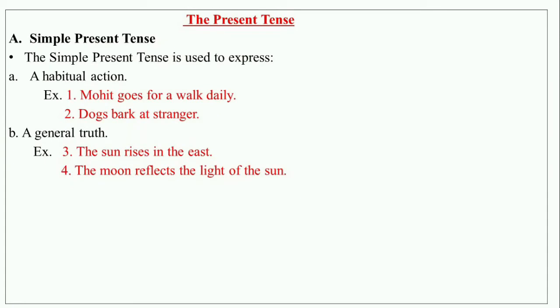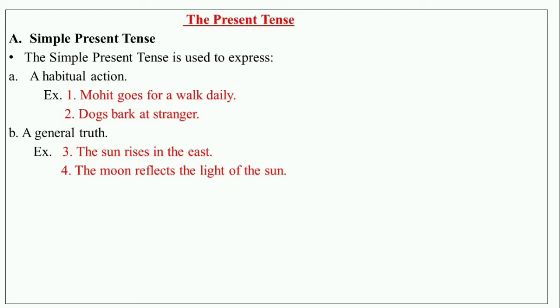Simple present tense is used to express habitual action and general truth, as you are seeing in the example. Mohit goes for a walk daily. Dogs bark at strangers. Here the verb goes shows the habit of Mohit. Students, the second example of the verb bark shows the habit of the dog.